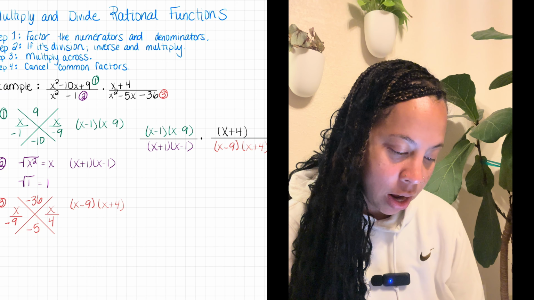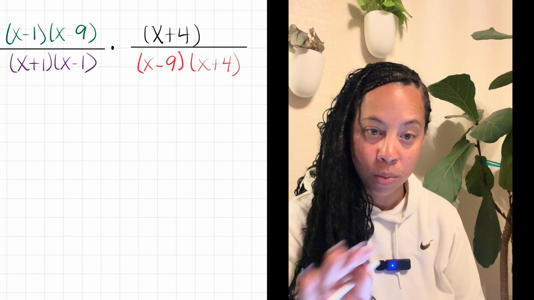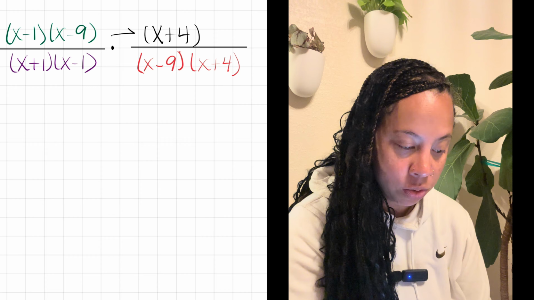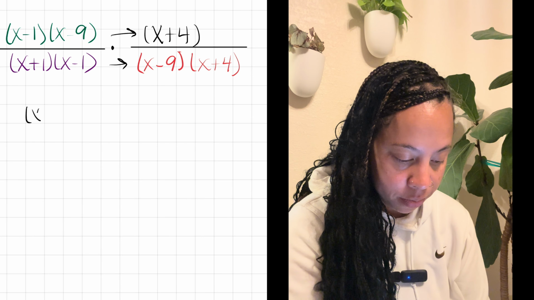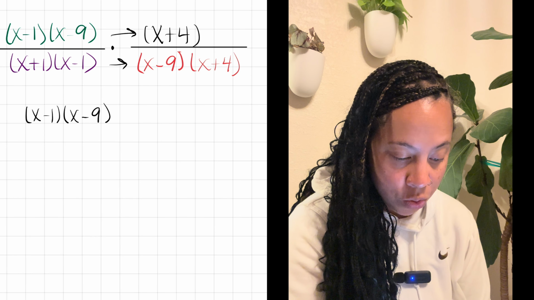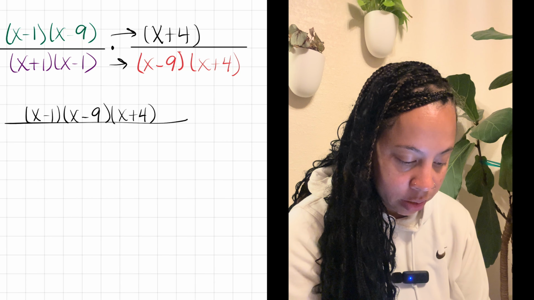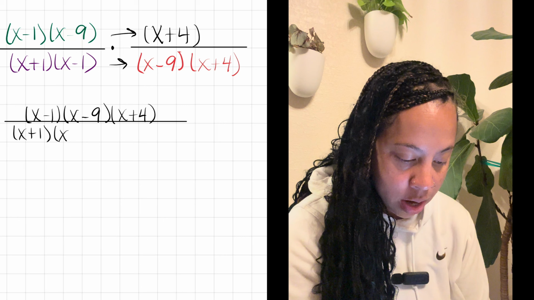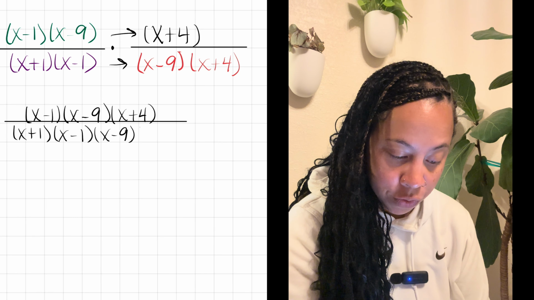Okay, so now that we're at a multiplication, we've already factored everything, we're going to multiply across. And that just basically means we're going to write everything next to each other. So I have x minus 1, x minus 9, x plus 4 over x plus 1, x minus 1, x minus 9, x plus 4.